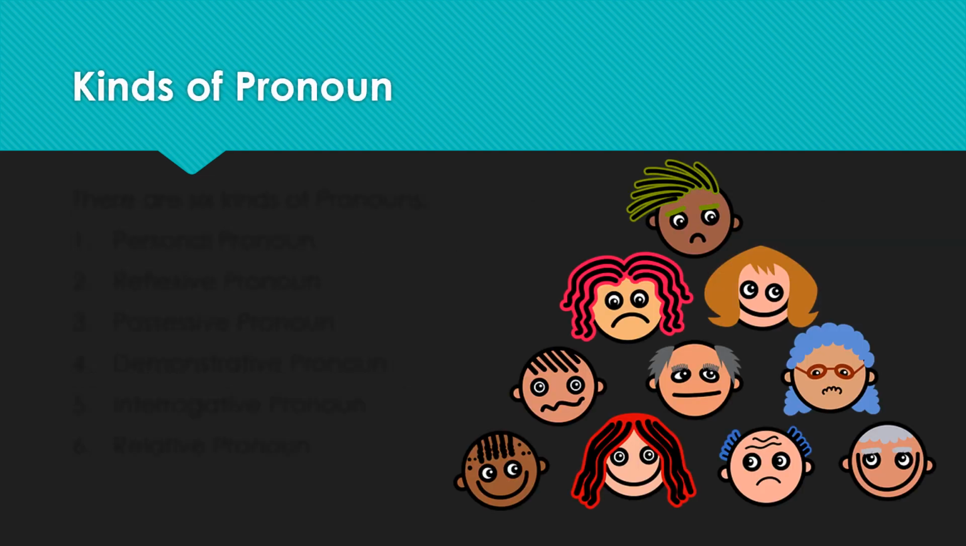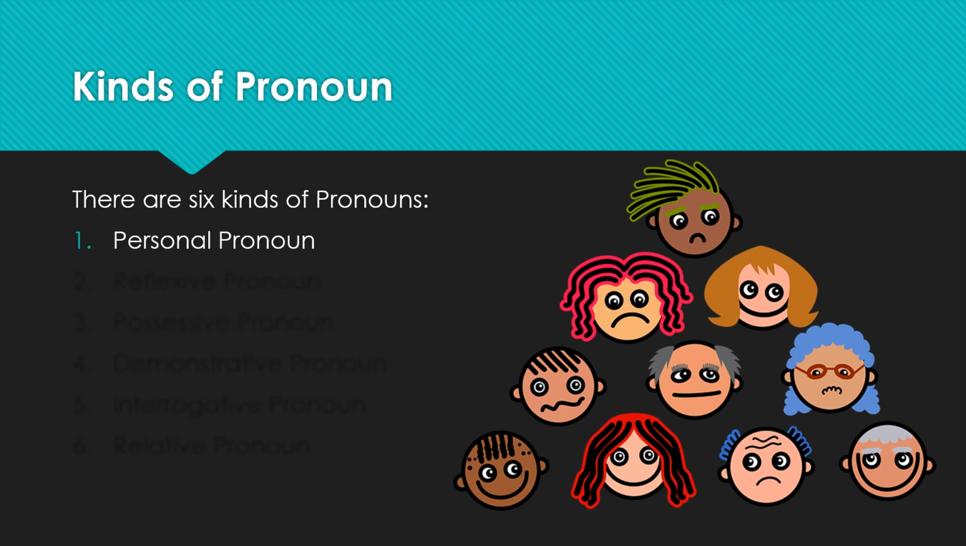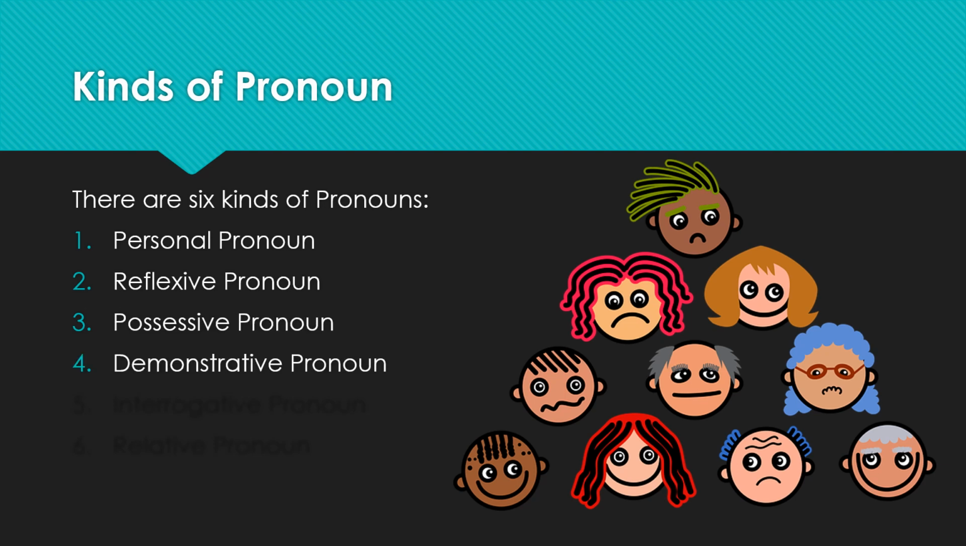Now let us understand how many kinds of pronouns there are. If we speak broadly, there are 6 kinds of pronouns. Only 6 kinds of pronouns are given in your syllabus right now. So let us see what they are. The first one is personal pronoun. Second is reflexive pronoun. Third is possessive pronoun. Fourth is demonstrative pronoun. Fifth is interrogative pronoun. And sixth is relative pronoun. So these are the 6 kinds of pronouns mentioned in your syllabus.